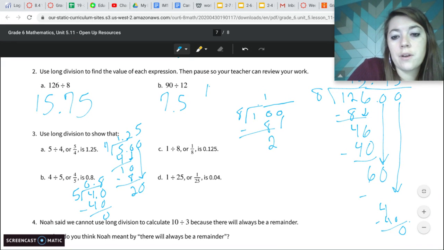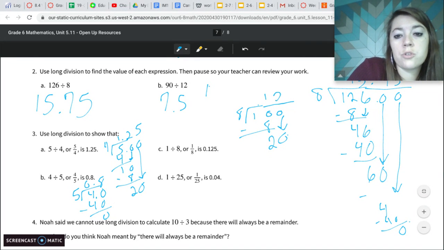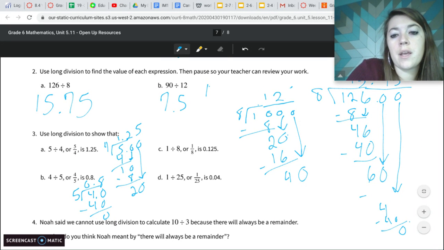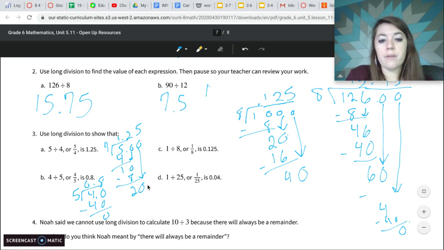Got to add another 0. Bring it down. 20. How many times can 8 go into 20? Twice. 2 times 8 is 16. 20 minus 16 is 4. Add another 0 because we're still not done. Bring it down. How many times can 8 go into 40? 5 times. So there's our 0.125.